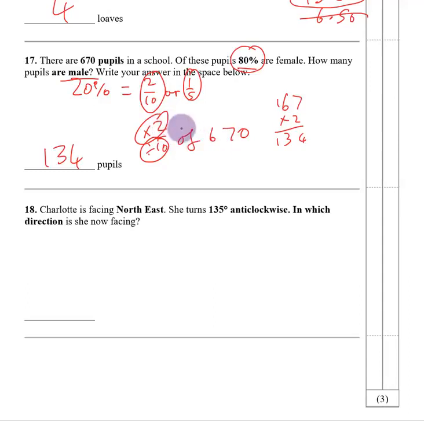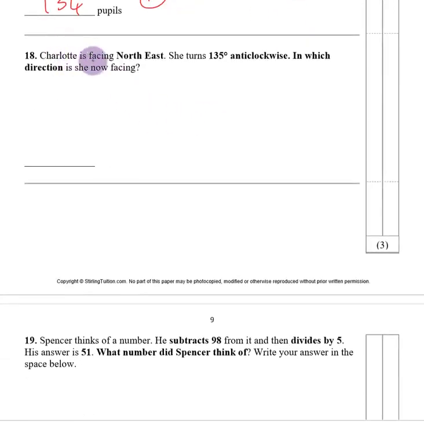Whereas here, I'm only doing 1 thing. Save you time, save you less calculations and errors as well. 18. Charlotte is facing northeast. She turns 135 degrees anti-clockwise. In which direction is she now facing?